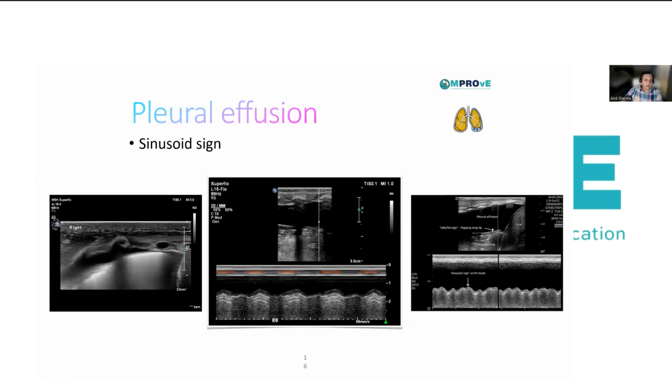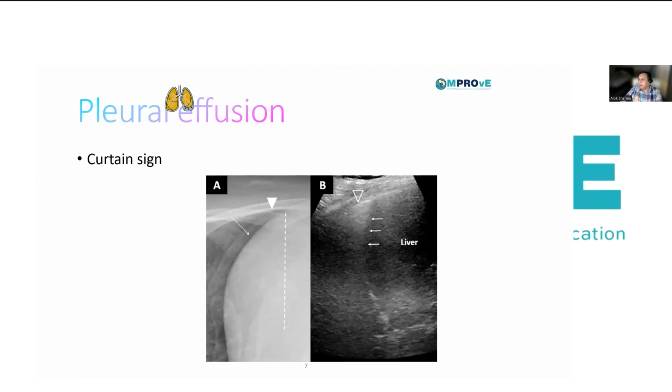Just going to my next slide. So that's the sinusoid sign, as you can see, the wavy margin of the visceral pleura. Now, one of the signs that I would say is very, very important to try and diagnose small pleural effusions is what we call the curtain sign. Now, this is the right side of the chest as seen on an ultrasound. And what you can see is the ribs with well-aerated lung, and you can see a diaphragmatic margin.